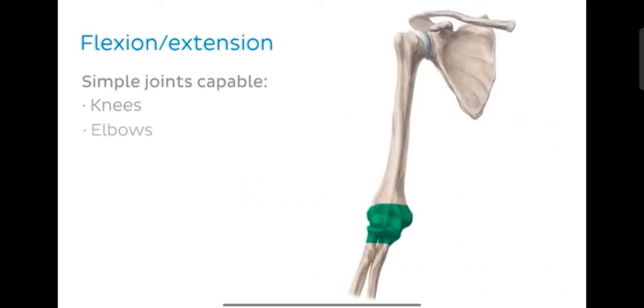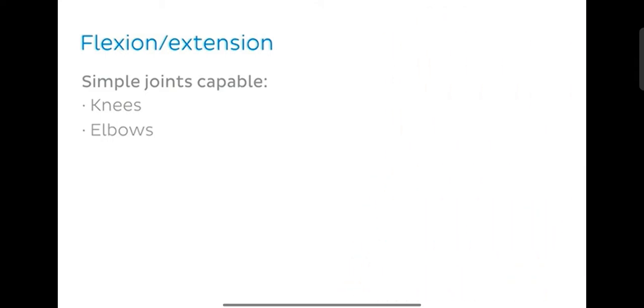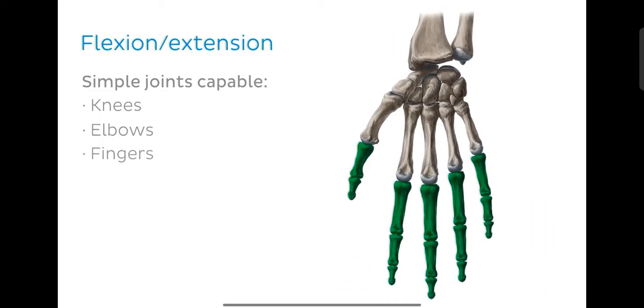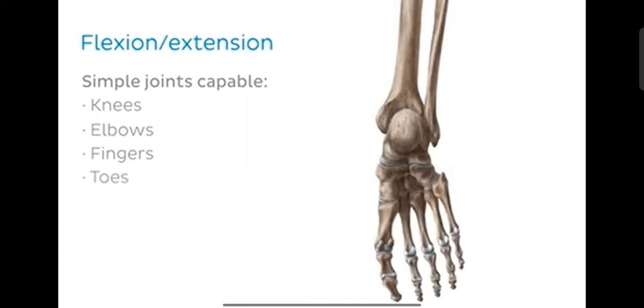the elbows, the interphalangeal joints of the fingers and thumbs, and the interphalangeal joints of the toes. The interphalangeal joints are the joints within the fingers, thumbs, and toes, not including the joints at the bases of each digit. The joints at the bases are capable of an additional movement, which we'll cover later. This list is a list of simple joints.